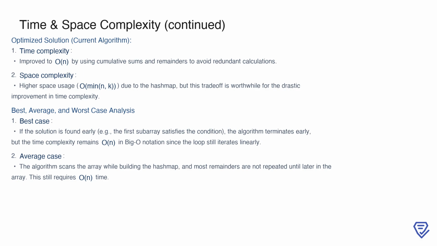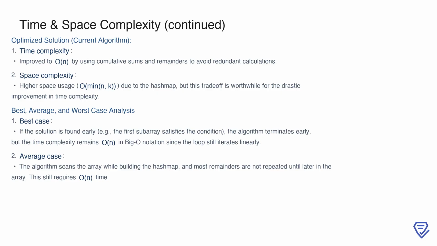In contrast, the optimized solution drastically reduces the time complexity to O(n) by avoiding redundant calculations. It achieves this through the use of cumulative sums and remainders, which allow us to check divisibility conditions efficiently. While the space complexity is higher at O(min(n, k)) due to the hash map, this trade-off is well worth it given the performance improvement.